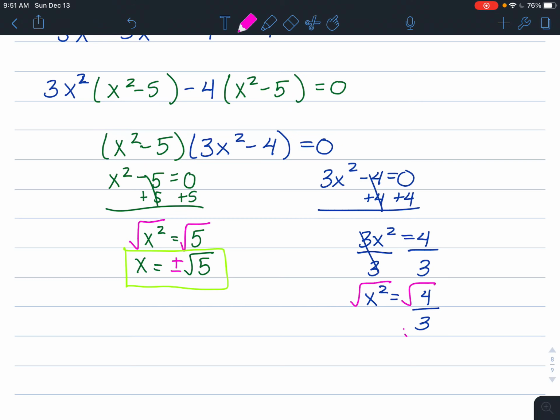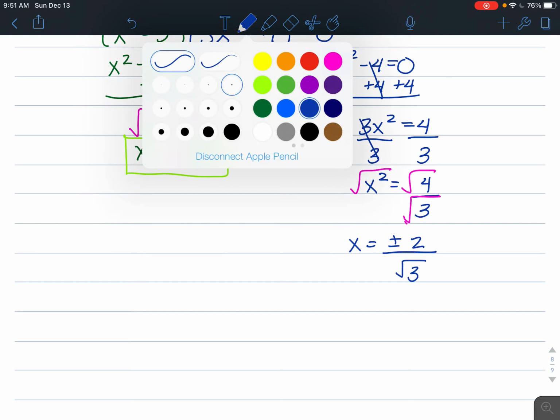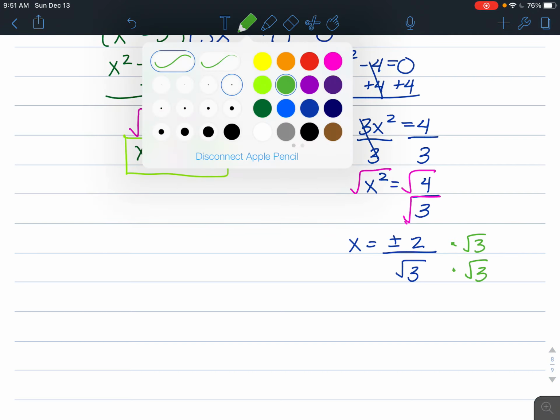I'm going to take the square root of both sides, which means I'm going to take the square root of the top and bottom of my fraction. So I'm going to throw plus or minus on the front. The square root of 4 is 2, and then the square root of 3 is just the square root of 3. And then depending on how you have to leave your answers on whatever your directions are, you could leave it like this because this is an answer, or if you need to rationalize it, right, we want to cancel the square root of 3 in the denominator, so I'm going to multiply the top and bottom by the square root of 3.